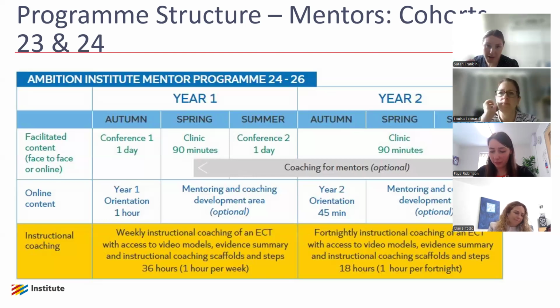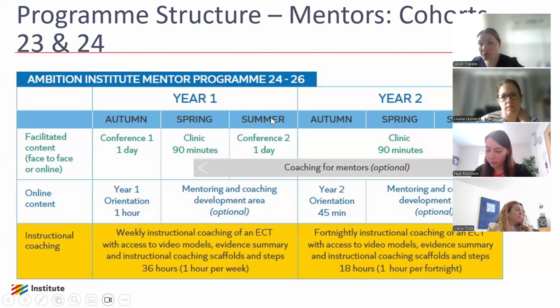Okay, so pre-2025 first, mentors are on the 2-year program. In year 1, they have a launch conference in the autumn term. They've got 1 clinic in the spring, and then they have conference 2 in the summer term. In year 2, they just have 1 clinic, and that's up to you in terms of when you schedule it. It can be at any point during the year.